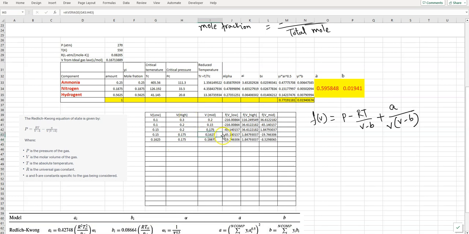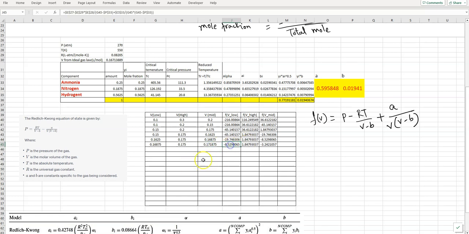Now we can do the calculation, already did that. So that is okay. Now here you can see this one is negative and this one negative, so now the root lies between VM and V high, so VM will be V low, that will be 0.168875, and V high will be as it is, 0.175.